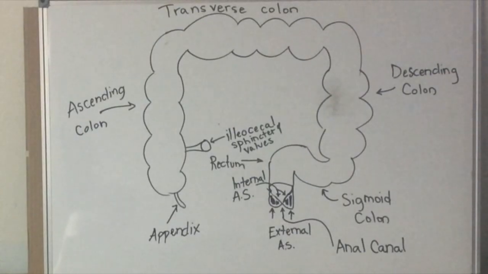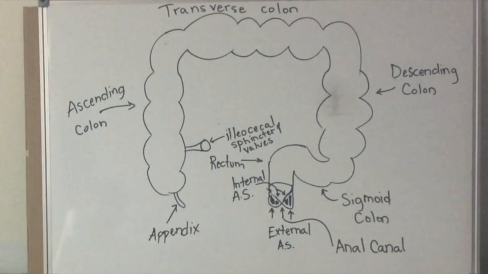The large intestine is composed of the colon, the sigmoid colon, the rectum, and the anal canal. The colon is the bulk of the large intestine and can be divided into the ascending colon, the transverse colon, and the descending colon. The S-shaped portion of the large intestine is the sigmoid colon. This connects to the rectum, which connects to the anal canal. The appendix is attached to the ascending colon.